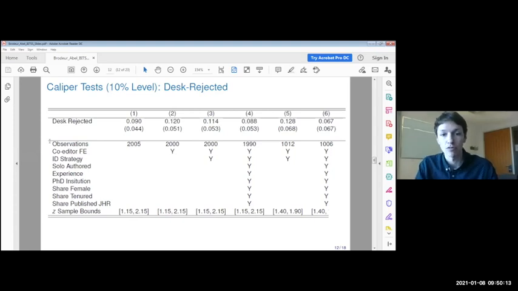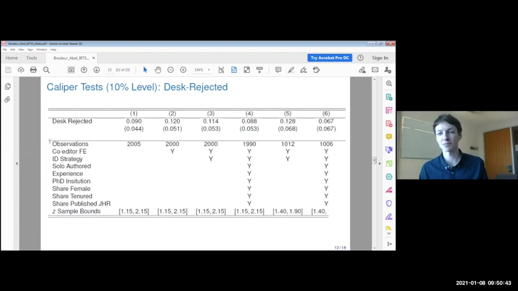Then you can control for the method used. Is it diff and diff, IV, etc. Column number 4, we're including lots of controls. Characteristics of the authors. Did they publish in JHR before? Are they tenured? Are they from a top institution? Where did they graduate? Their experience, solo authorship of the paper, etc. And if you include all these variables, which is kind of the quality of the paper, you see the coefficient goes down. So part of the effect of the editors is they're sniffing out also papers of lower quality, arguably.